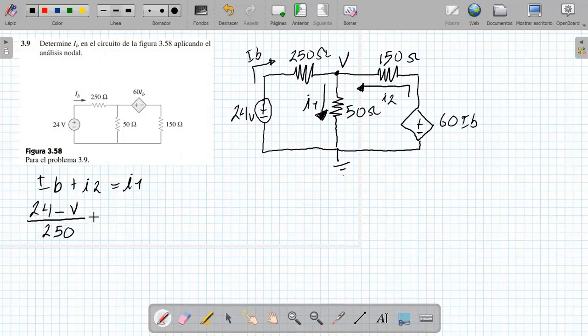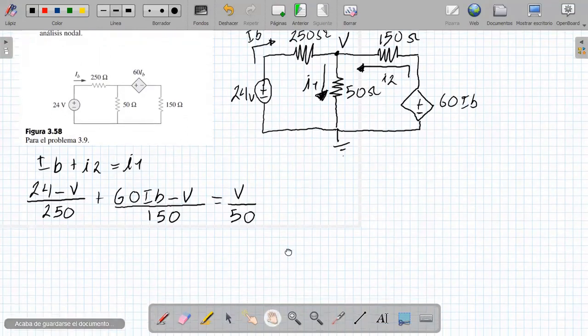over the resistance of 250 ohms, plus the current I2, which is 60 IB minus V, I called it V, over 100. All this is going to be equal to the current that comes through here, I1, that is going to be V over 50.